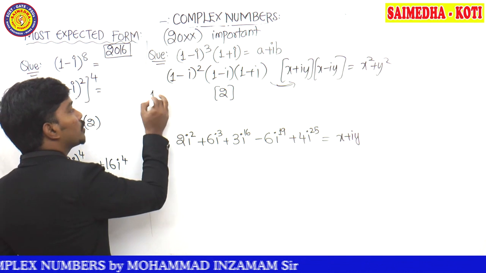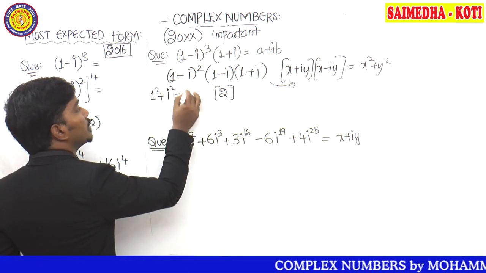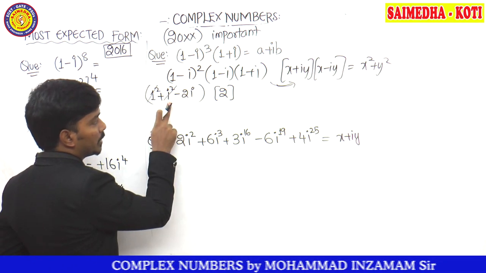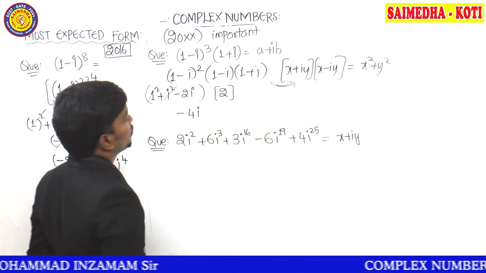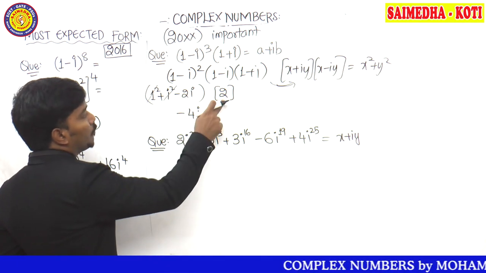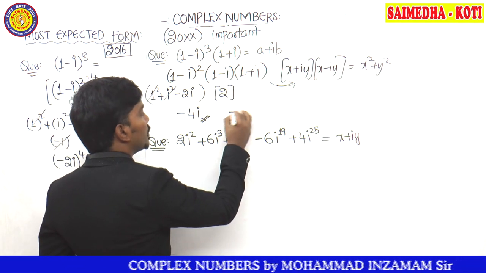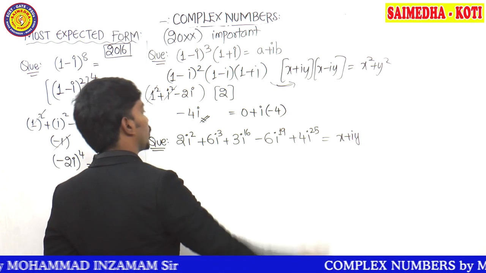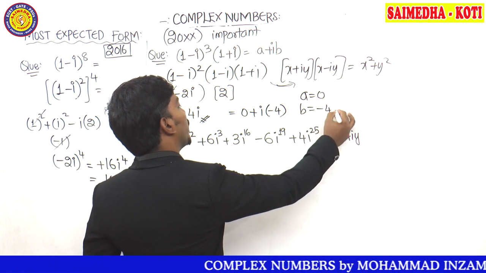Here the remaining part is a minus b whole square. A minus b whole square is going to become 1 square plus i square minus 2 times of i. So this 1 square and i square, i square is minus 1, gets cancelled. So remaining part is what now? Minus 4i. So it's going to become 2 2s are 4, guys, and minus 4i. So what is the asked question? a plus ib. So you can write here 0 plus i times of minus 4. That is a value is equal to 0 and b value is equal to minus 4.